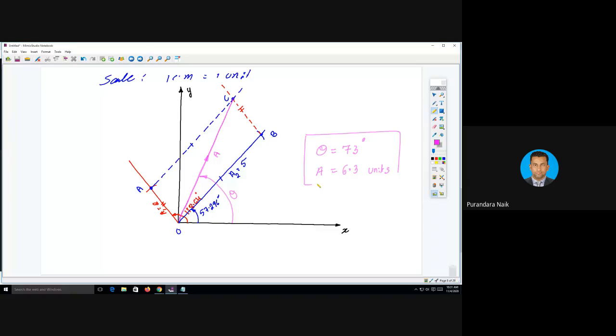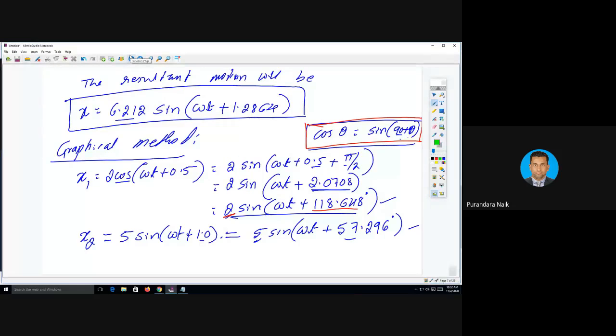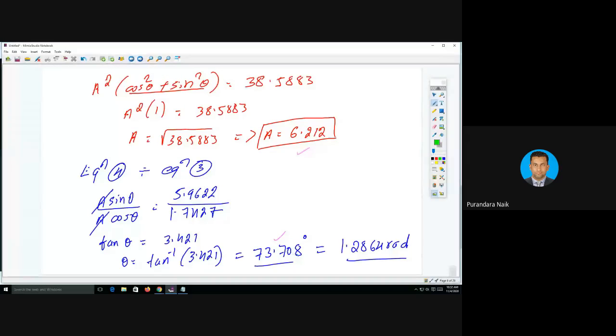Okay. Whatever you are getting as the answer in the graphical solution, you write that answer. Don't copy from the slide. You need to measure and check it. So write the implication. Here it is 73, but in the analytical solution it is around 73.708. Very near, right? Only a small difference will always be there.